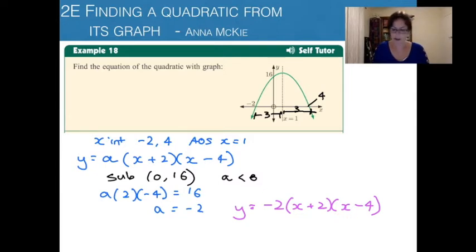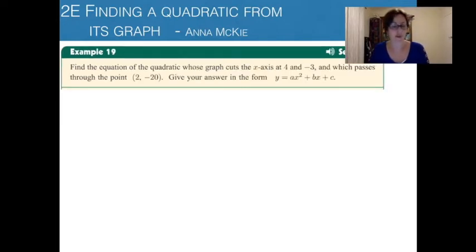Excellent. Now, what if you don't have a graph? What if you've just got words here? So we're asked to find the equation of the quadratic, so it's a quadratic, so power 2, whose graph cuts the x-axis at 4 and -3. If I were you, I'd write down facts as they come across to me so that I know I've taken them into account. So I've got my two x-intercepts, and it passes through the point 2, -20. So that's going to come in handy. And the extra step here is we must give it in expanded form.